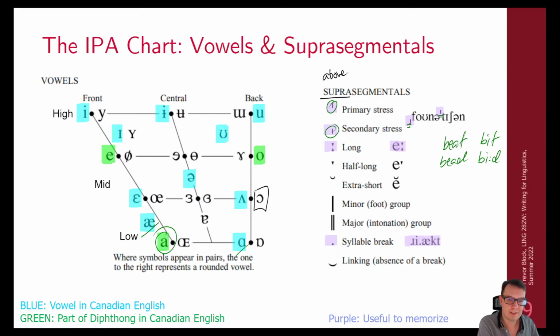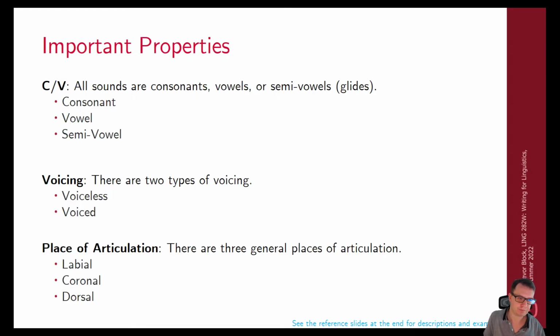So beat, that's really fast. Bead, just a little bit longer. And then we have syllable breaks as well. So the little dots tell you where a syllable boundary is. Now, there's some important properties of consonants and vowels and all these different sounds. There's a reference chart at the very end of the lecture. I'll just talk about the important ones.